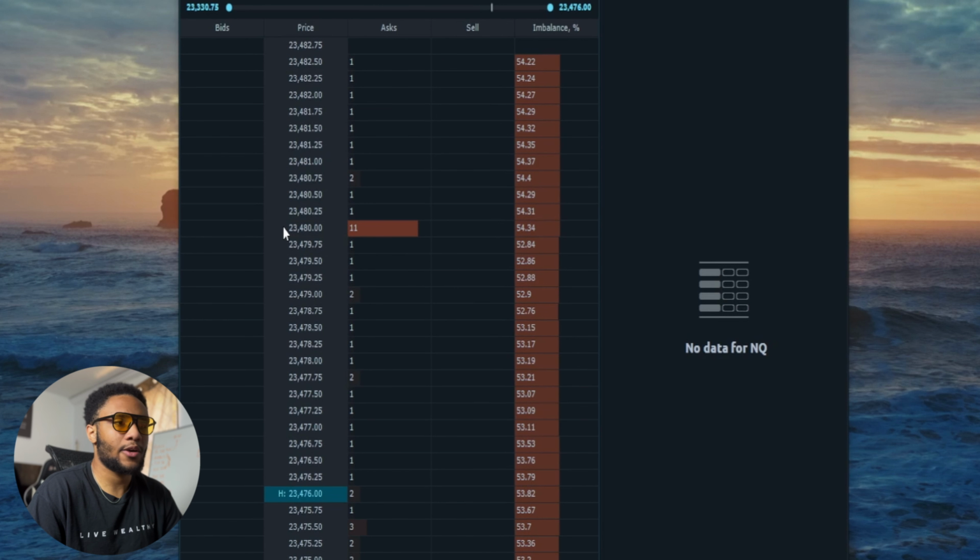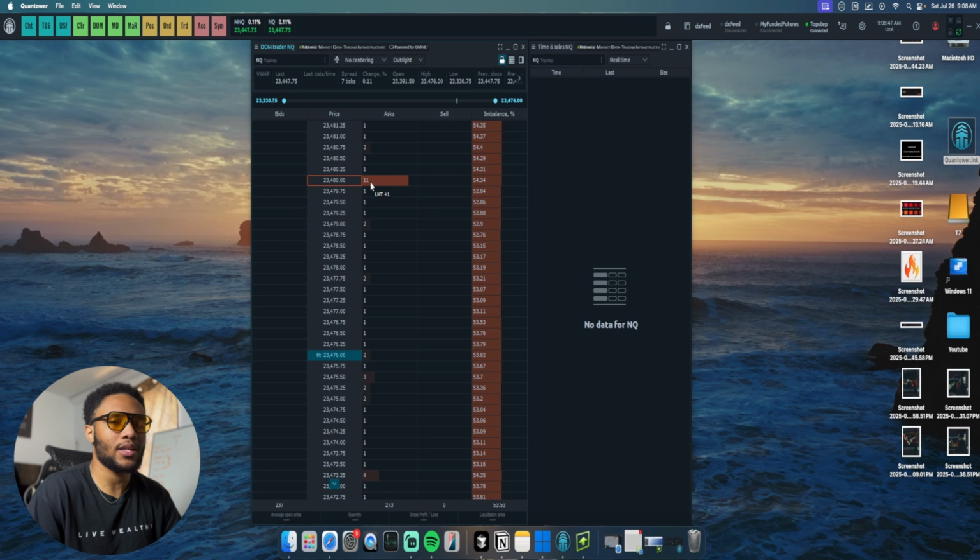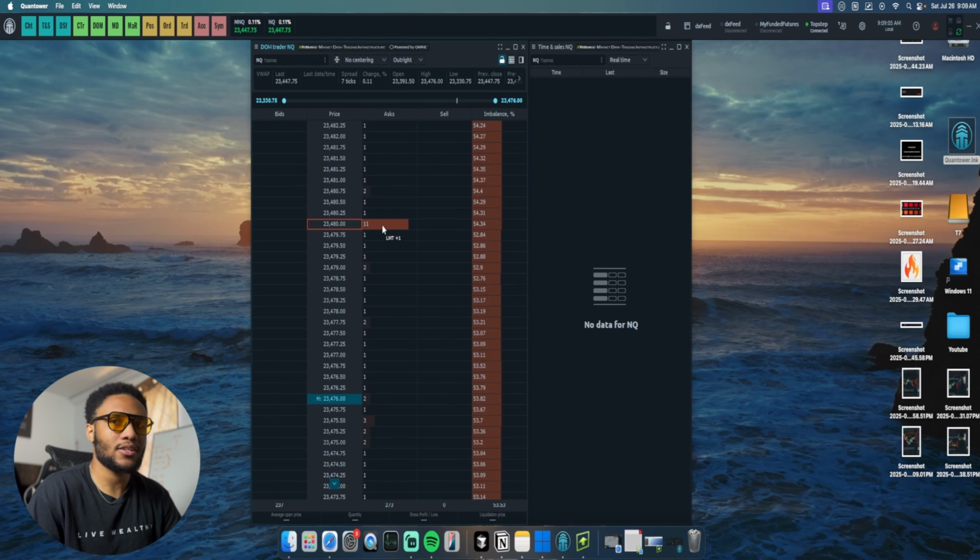For example, we have this level at 480. There's 11 passive orders here. Let's say on average there was one contract per level, and we see this level here at 480 with 11 contracts. We can start to formulate the question: well, why are there so many passive orders here? Why are they so interested in this price level rather than all of the other price levels? And if you remember the intent of passive orders, they value price over urgency. So you can start to ask yourself questions like this.